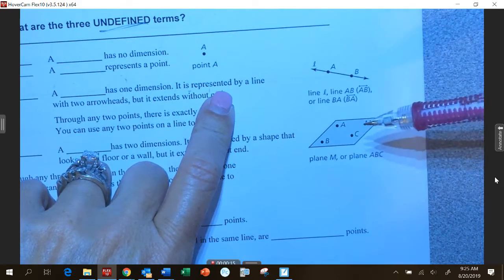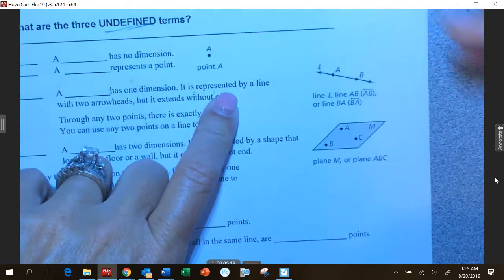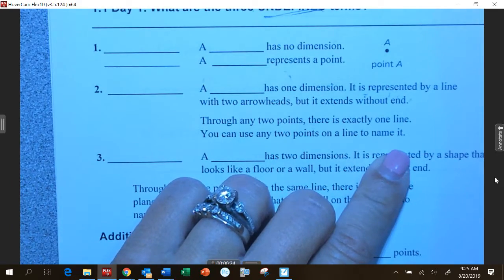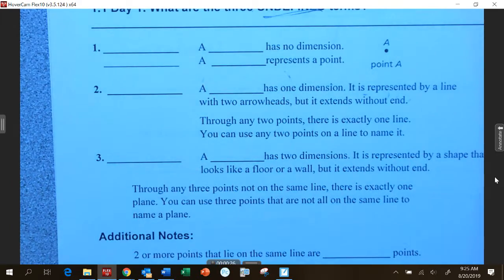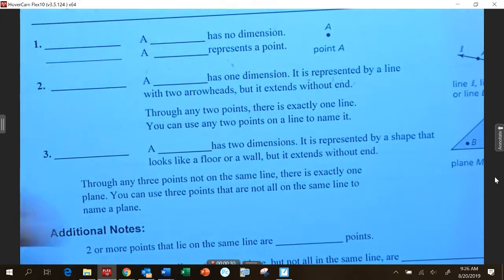Before I go any further, if you cannot see this very well, I have upgraded seats. If I make this bigger, then when I'm talking about this, you can't see the picture anymore. You do have the picture in front of you, but I'm just trying to make a video that has both on there.